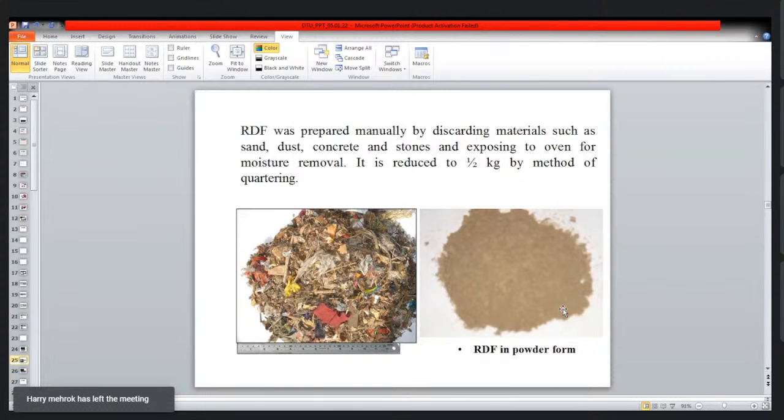The RDF was prepared manually by discarding materials such as sand, dust, concrete, stone, and exposing to an oven for moisture removal. It is reduced to half a kg by the method of quartering, a well-known method of collecting samples. The segregated municipal solid waste is crushed into powder form, and it is called RDF. If we compress it into briquette form or pellet form, it is called RDF pellets.